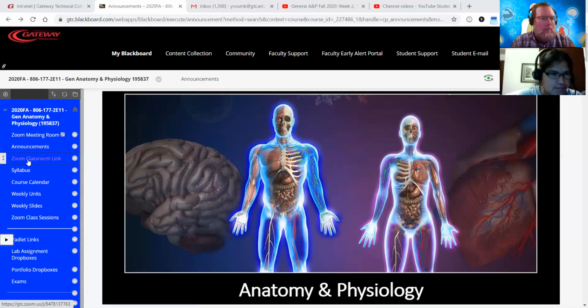So, a couple of items. Zoom meeting room. You now have the Zoom classroom link. I know a couple of you in the daytime and in the evening, for some reason, the Zoom classroom link wasn't working, so I fixed that. I know you can access the Zoom room multiple ways. There's been an announcement, and it's the same number every time. But anyhow, if you click the Zoom classroom link, it should take you right in.